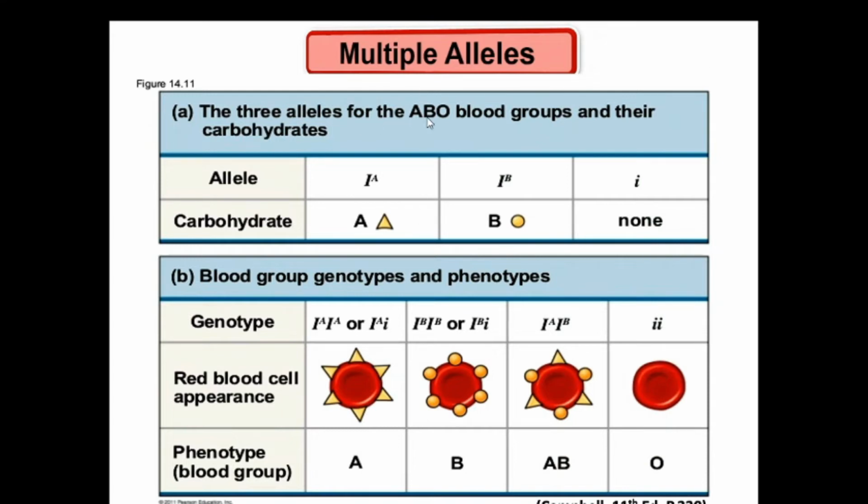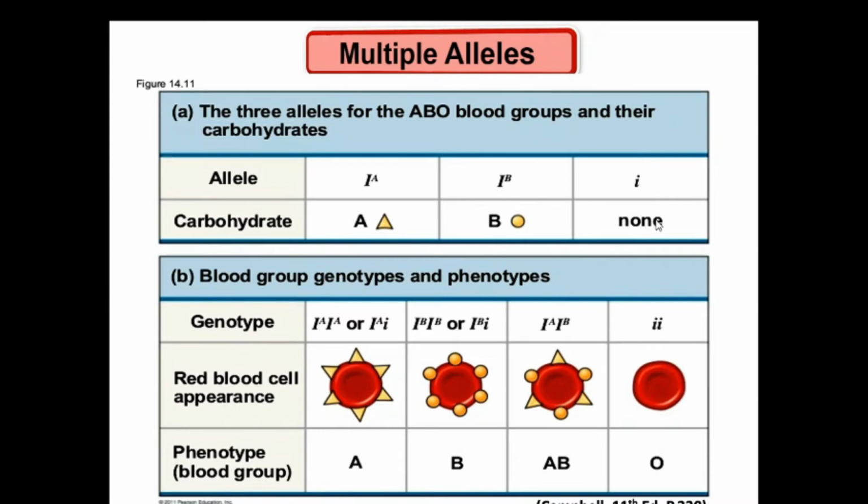Here are the three alleles for the ABO blood groups and their carbohydrates. We have IA, IB, and also the small i, which represents the IO. IA has its own specific carbohydrate for A. Similarly, IB has its own specific and unique carbohydrate for B. But for IO, or the small i, no carbohydrate can be found on the red blood cell of that blood group.